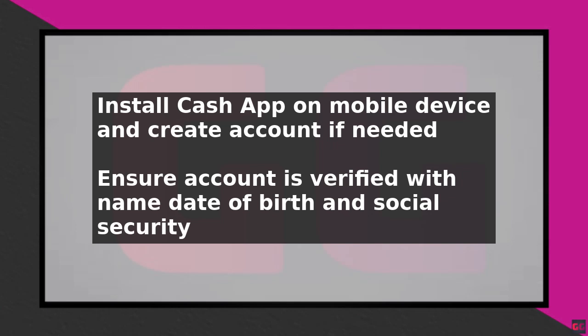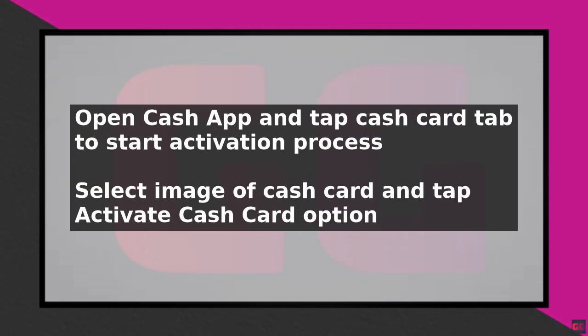If you do not have an account, you will need to create one before you can activate your card. To activate your Cash App card with a QR code, start by opening the Cash App on your mobile device. Tap the Cash Card tab on the bottom of the screen. Then select the image of your Cash Card. You will see an option that says Activate Cash Card. Tap on this. The app will then prompt you to use your mobile device's camera to scan the QR code that came with your card.